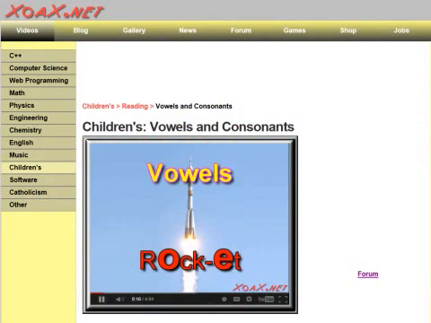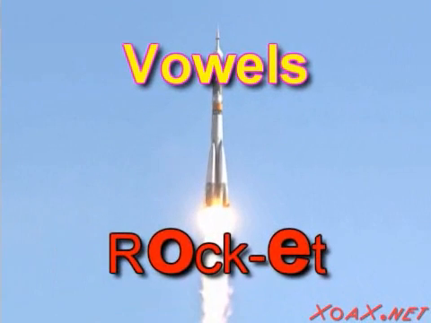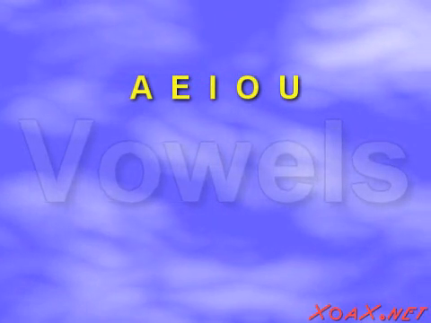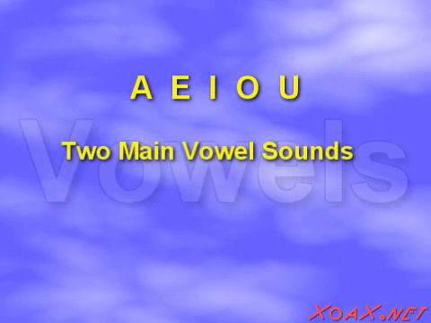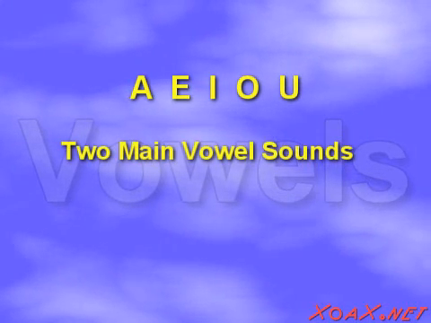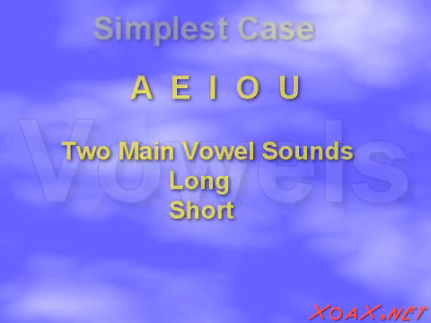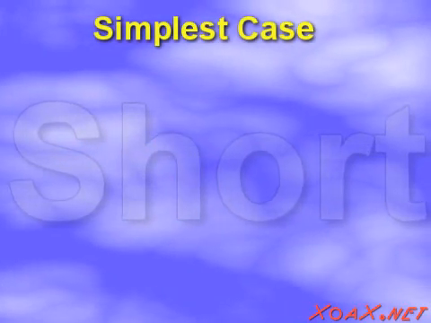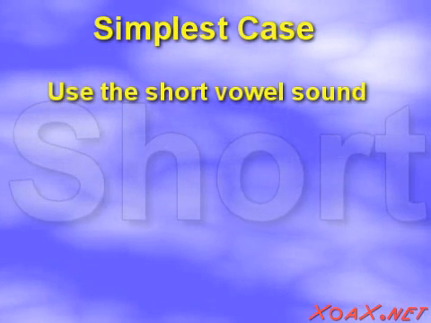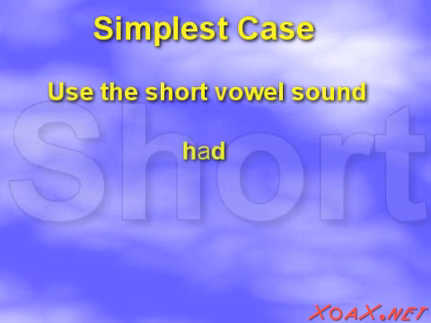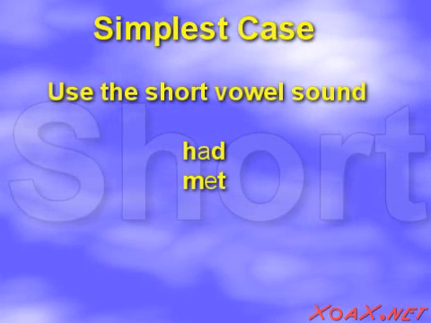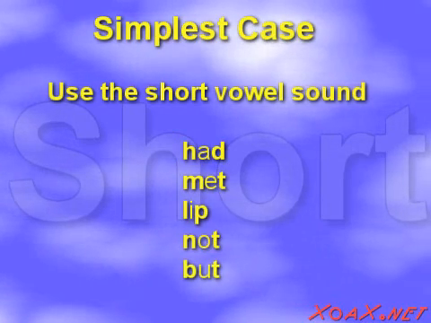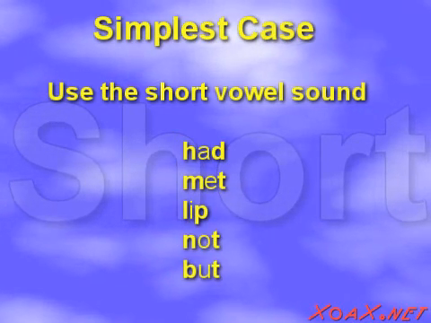In the video on vowels and consonants, I explained that vowels are sounds that create syllables. Each of the letters A, E, I, O, and U has two vowel sounds associated with it, which are called long and short. In the simplest case, each of the letters A, E, I, O, and U is pronounced using the short vowel sound. For example, the words had, met, lip, not, and but are produced with the short A, E, I, O, and U vowel sounds.